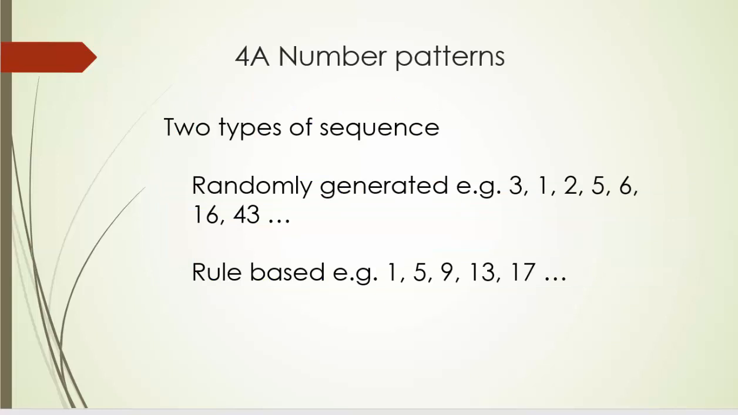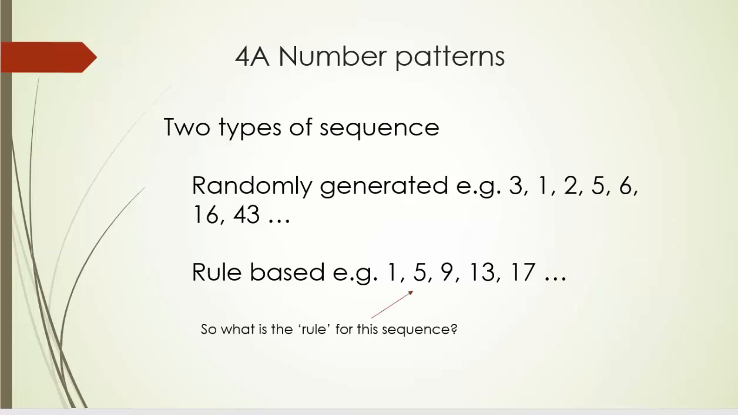Well, there are two types of sequence. There's a randomly generated sequence, such as 3, 1, 2, 5, 6, 16, 43, and being randomly generated, it should be impossible to say what the next number is. And there are rule-based sequences such as 1, 5, 9, 13, 17. Think about it, and we'll come back to the answer in just a moment. First of all, just let me mention that these three dots are called a horizontal ellipsis, and they are a way of saying that the sequence goes on from whatever you've seen there.